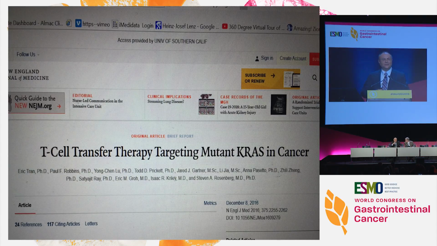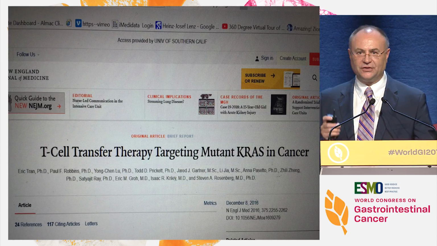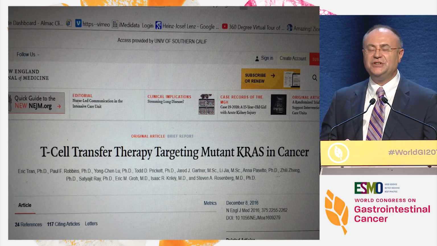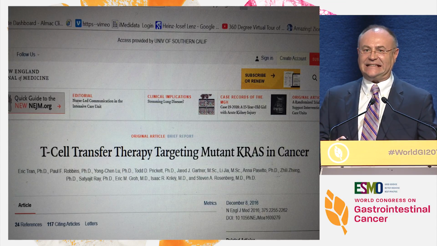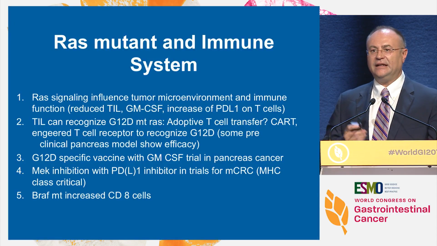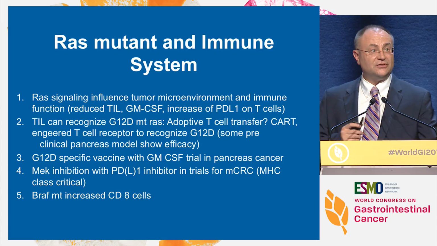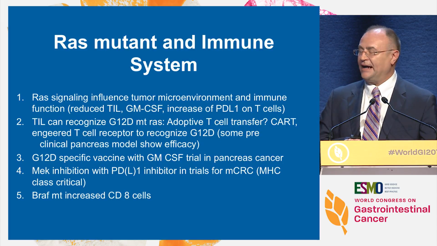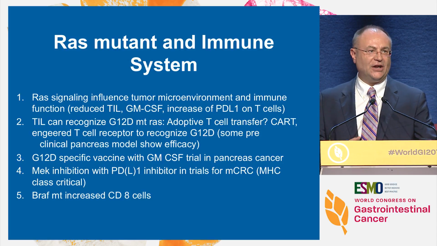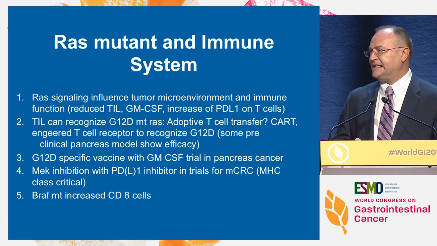I'm finishing up with the New England Journal paper of the T-cell transfer targeting mutant RAS. Only mutant RAS, not wild type. I told you about the TIAM gene and regulating T-cell activity. So here are the data linking RAS with the immune system. RAS signaling has an impact on TILs in the tumor. We know it regulates GM-CSF and it upregulates PD-L1 on T cells.